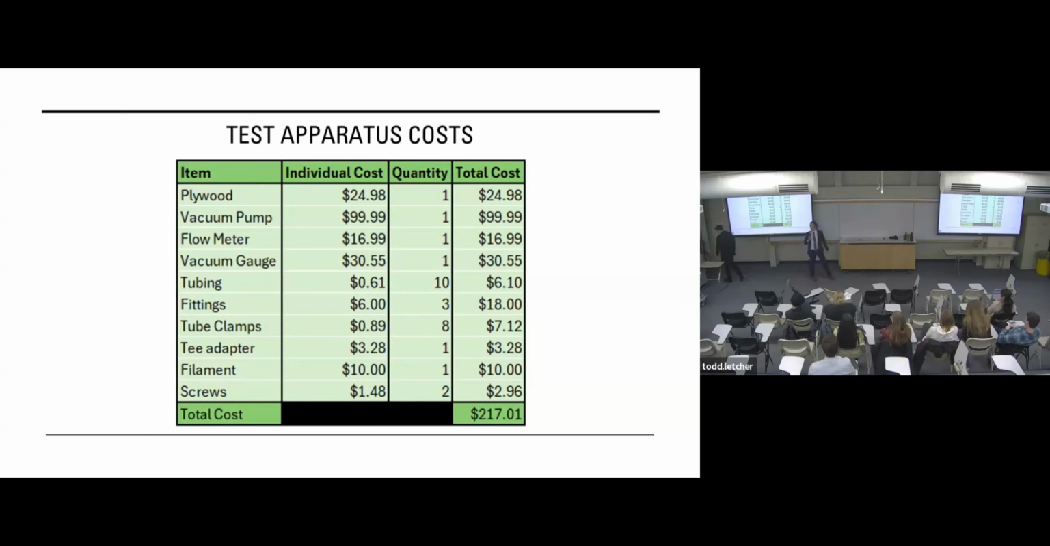And then expanding a little bit further on our one-time cost, we have our actual bill of materials for the test apparatus that we have constructed. As you can see, we were able to source everything quite efficiently, either locally or online, with our vacuum pump only being $100.